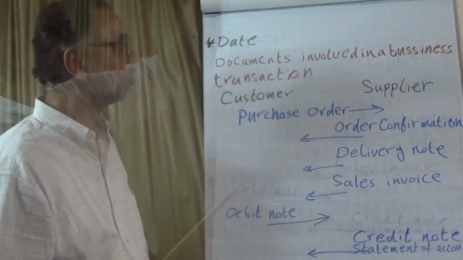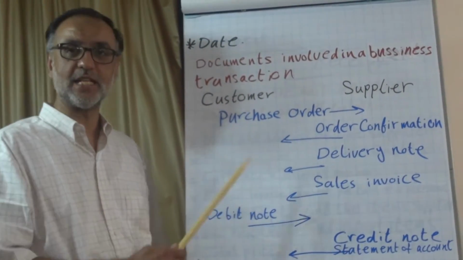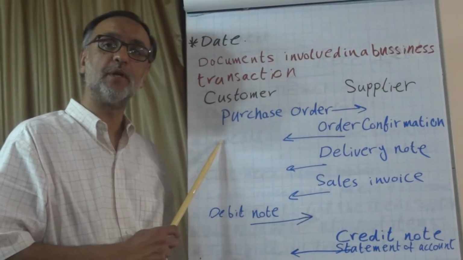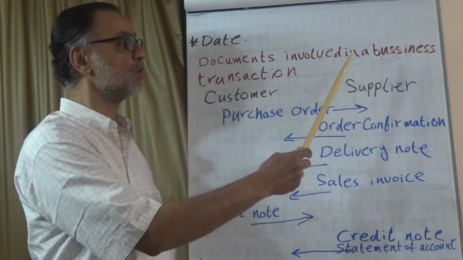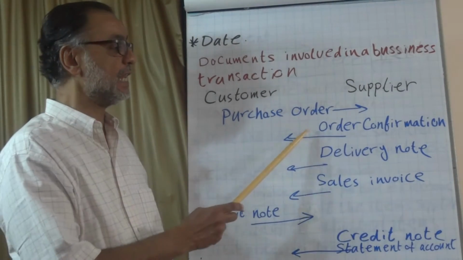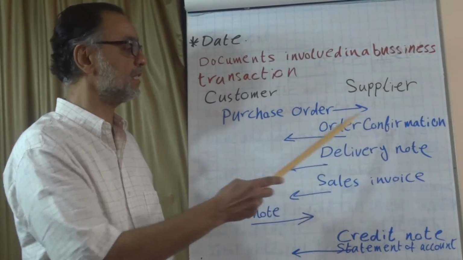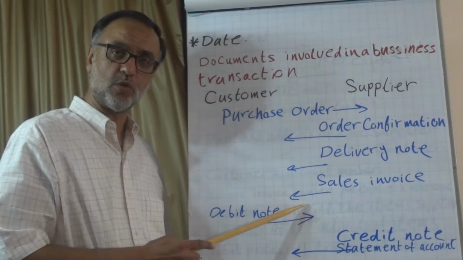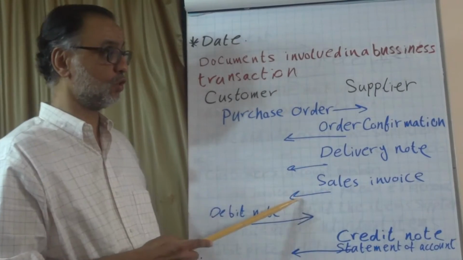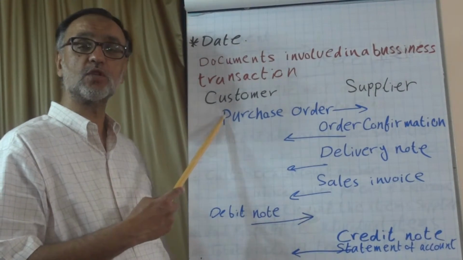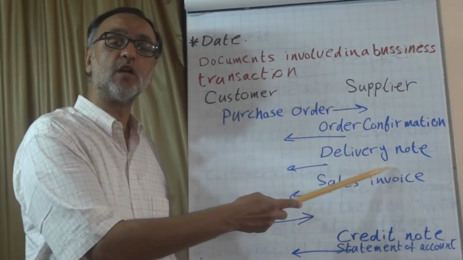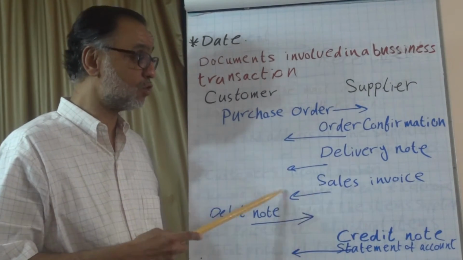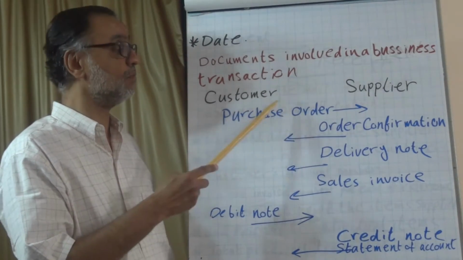We can summarize the documents involved in a business transaction as follows. We have the customer and we have the supplier. Customer starts by doing the purchase order, going to the supplier. When supplier receives the purchase order, they do order confirmation, send back to the customer. Then they do the delivery note when they execute the purchase order. Then they do the sales invoice. So one document sent from the customer to the supplier returns three documents. That's confirmation of the order, delivery note, and the invoice. That should match the delivery note, and delivery note should match the purchase order.